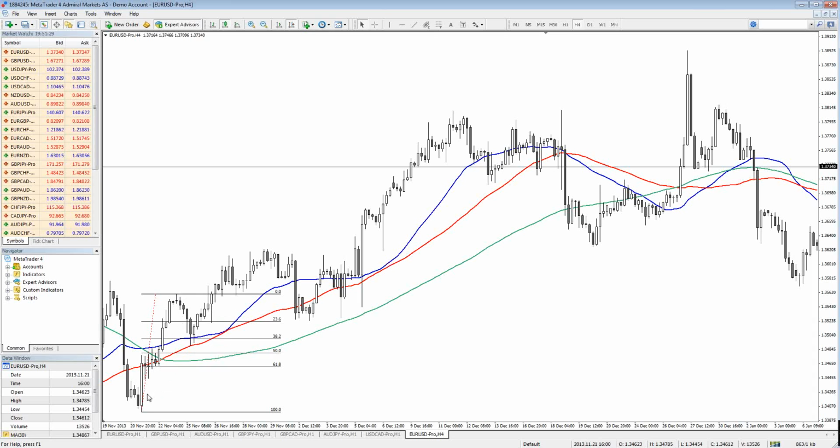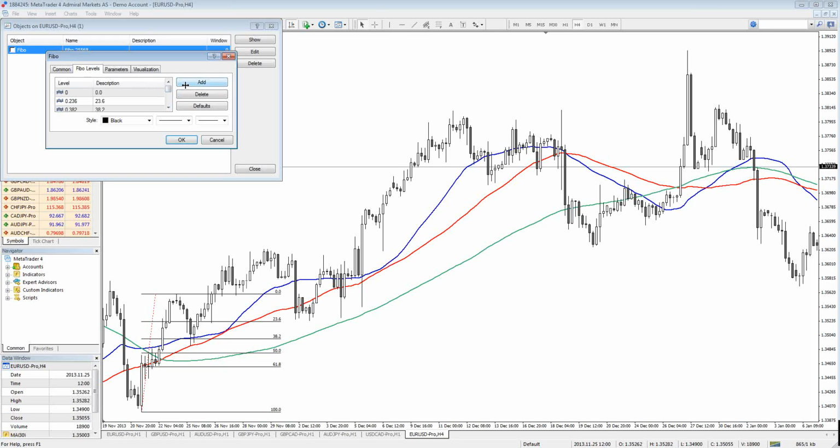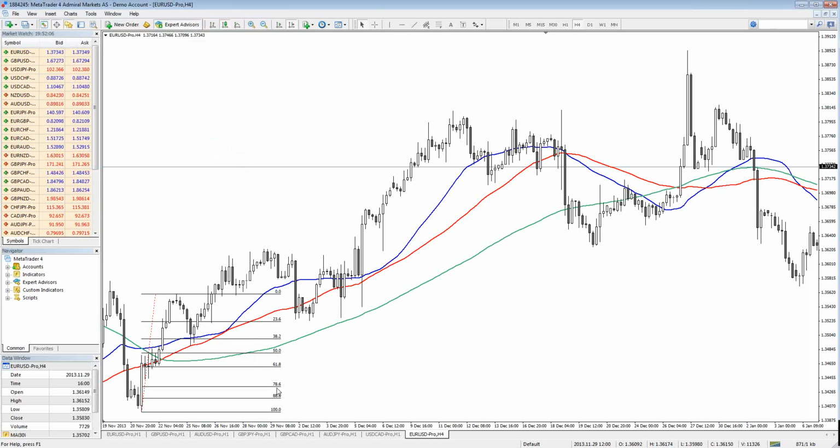After this candle, you need to draw Fibonacci from left to right. And you see here. Now, you need to add 78.6 and 88.6 for a deep retracement. Put Fibo here and add. You need to type 0.786 and description 78.6. Then you need to add 0.886, description 88.6. Okay? When you did that, your levels will be plotted on the chart. You can see it here.